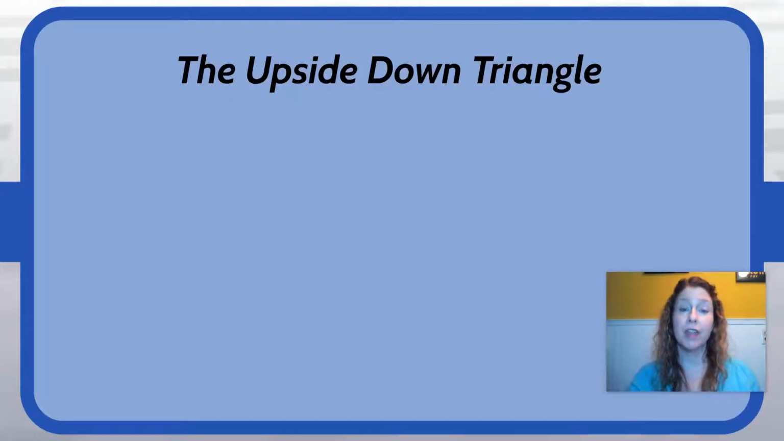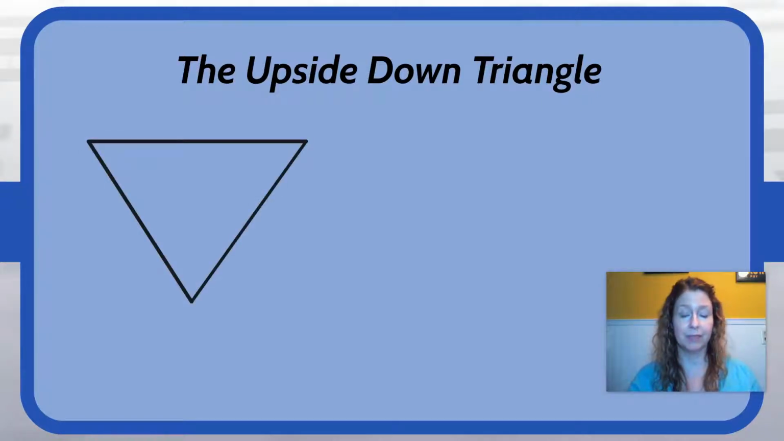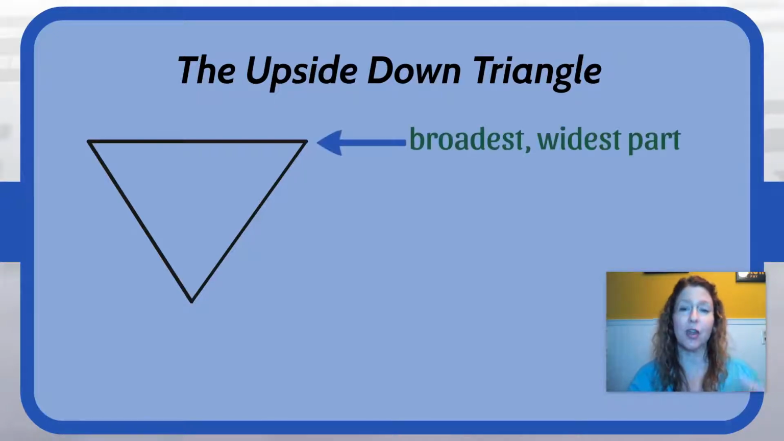I want you to think of the introduction as an upside-down triangle. Now, I know you're thinking, this is English class. I don't want to use math. This is the only time we're going to refer to math. Obviously, this is a triangle upside down. Now, where is the broadest part of our triangle? Well, it's right at the top. That's our broadest, widest part.